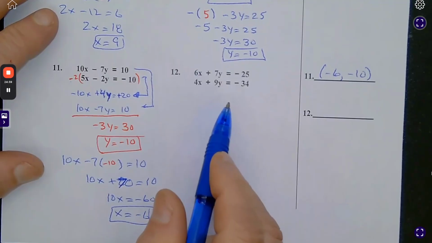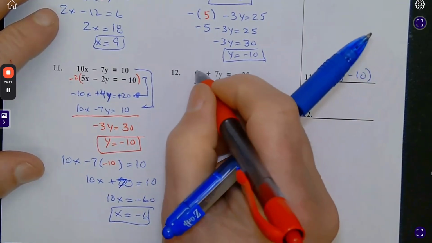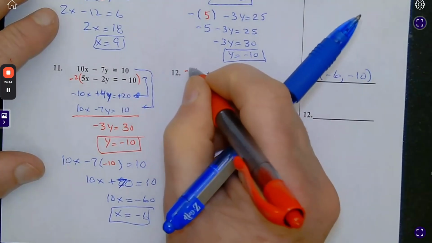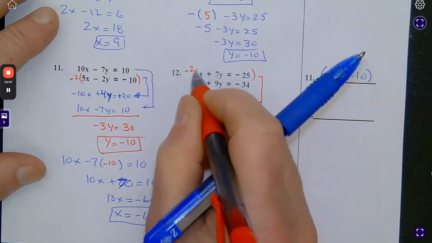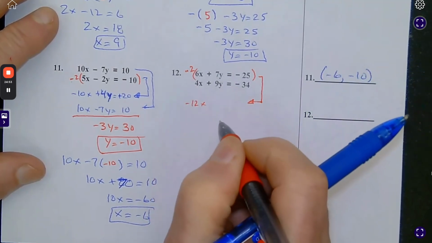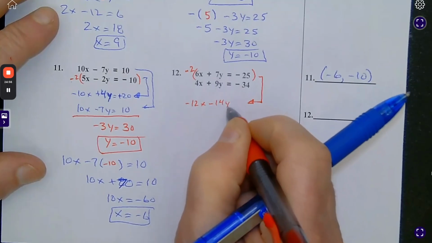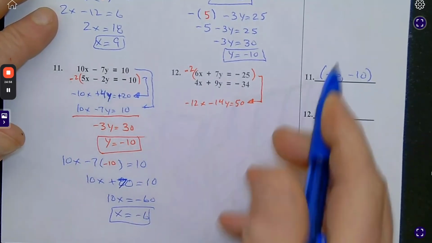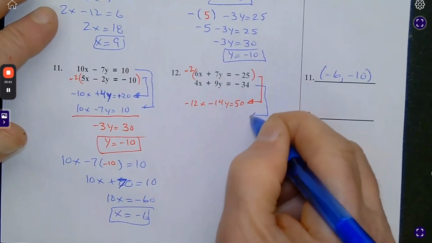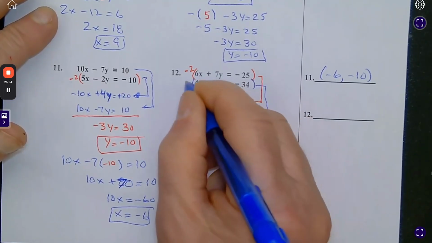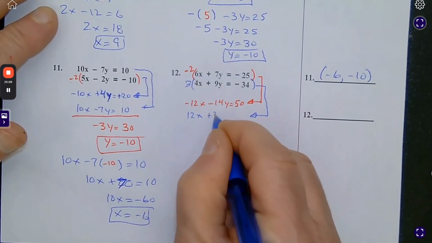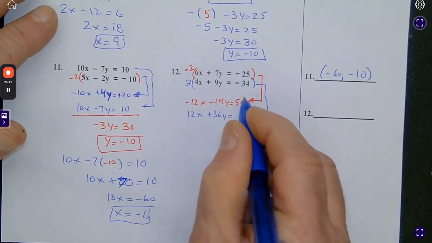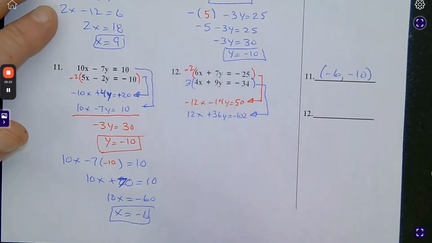Okay, the last one, it looks like I have to manipulate both equations. And I need to get opposites. So I'm going to multiply the top equation by -2. And the reason I'm going to do that is because that will give me a -12 in front of x. Minus 14y equals 50. Then I'm going to multiply the bottom equation by a +3. And I'm going to do that because that would give me a +12. Notice how I have opposites. Plus 36y equals -102. Okay, add them up.